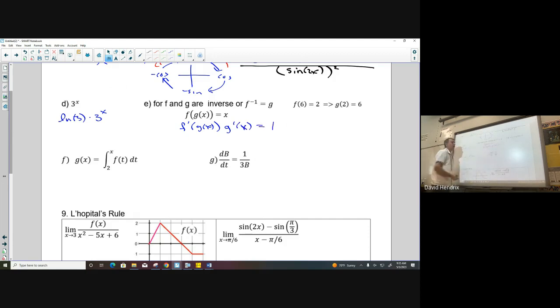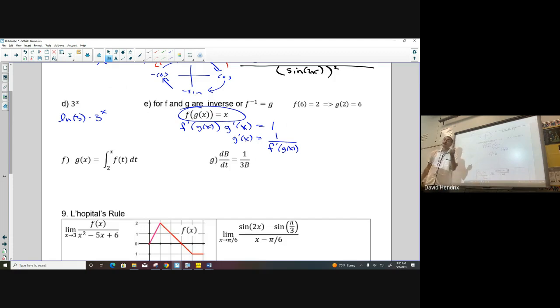And then you can solve for whatever they're often asking for, like, what is g of 5? And you'd be able to find that g prime of x equals 1 over f prime of g of x. And so if you get a question that asks you for inverses, this is the relationship you have to find the derivative of. Okay, so just realize that.